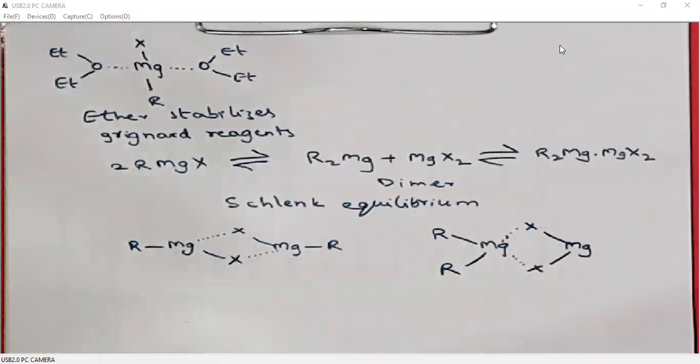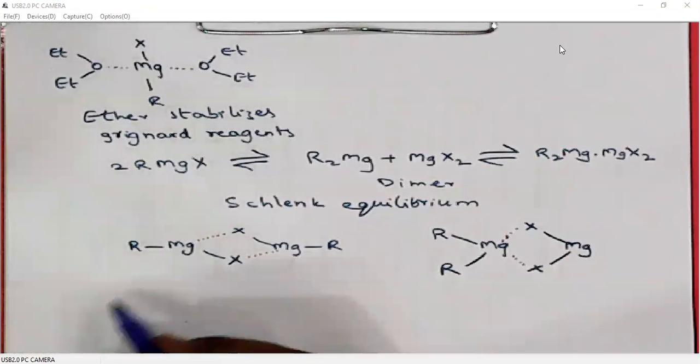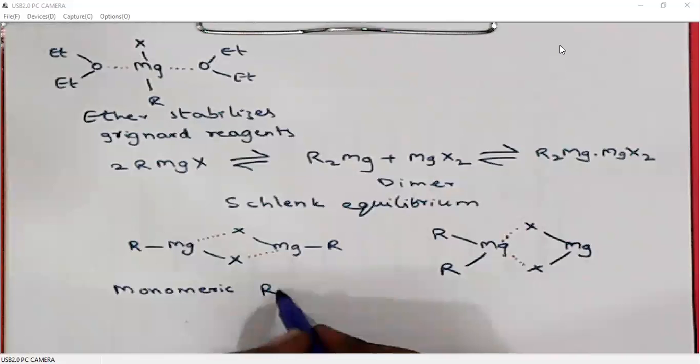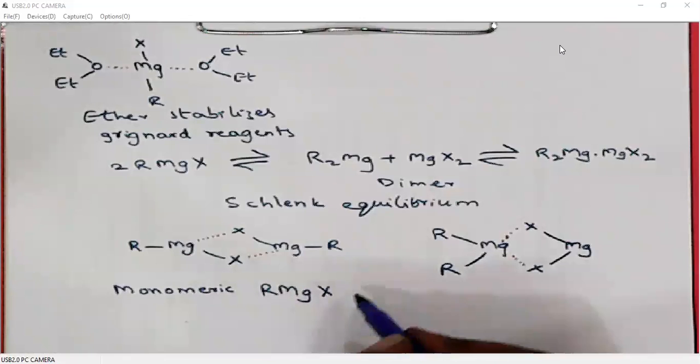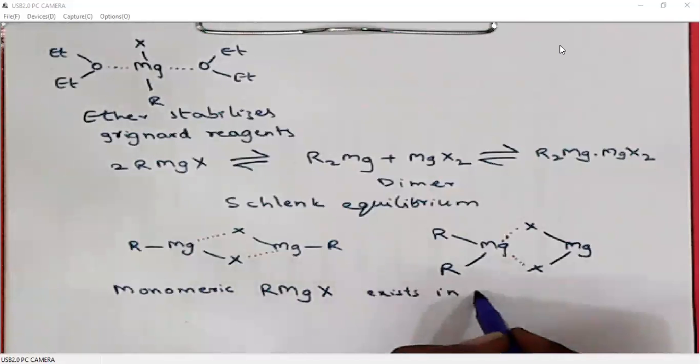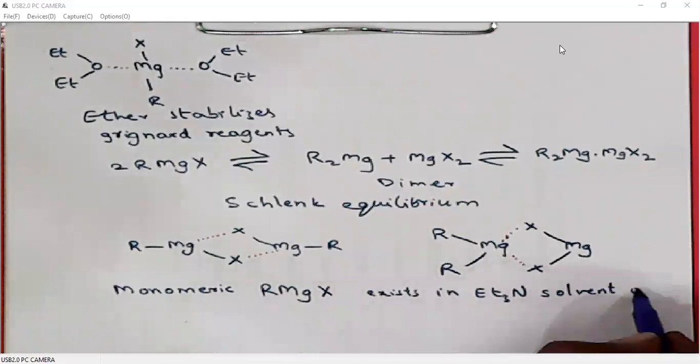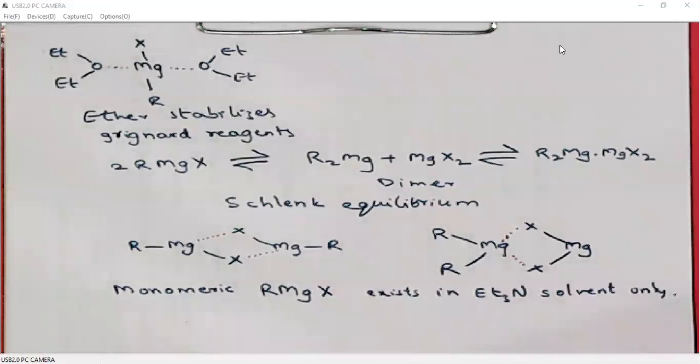Please take the notes. Not only the dimer, the monomeric form, monomeric RMgX, exists in triethylamine solvent. Generally in ether it exists as a dimer, but in triethylamine it exists as a monomer.